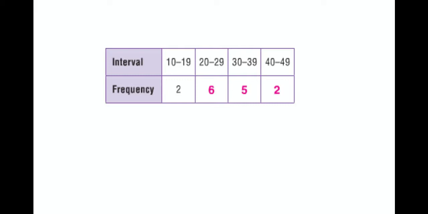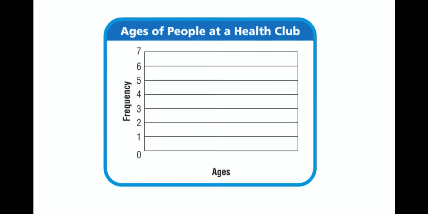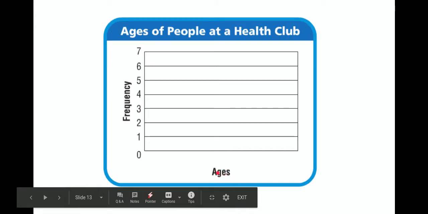Now, what I want you to do on your paper, or maybe you need a fresh sheet, is to make this. This is a blank histogram. Make sure it has a title and a title for the two axes, the y-axis and the x-axis. Make sure you have your 0 here and your 1 going up to 7. You have these horizontal lines. You don't need this blue box.